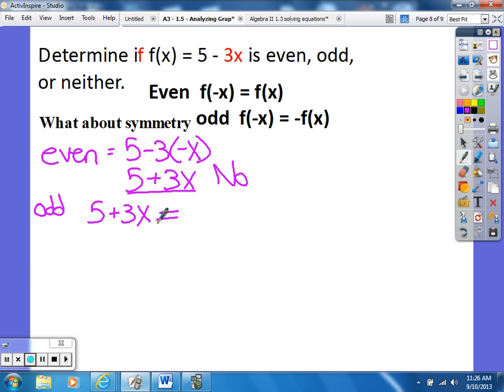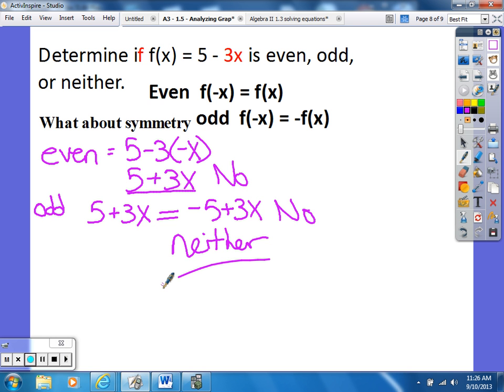That means the opposite. So everywhere you see a positive number, you make it negative. Everywhere you see a negative number, you make it positive. So that becomes -5 plus 3x. I switched the signs of everything. That's all I did for odd. I switched the signs. What's the opposite of minus 3x? I'm using the original function and changing all the signs. Are they the same? No. So it's not odd. So guess what it is? It is neither. Neither, whatever you'd like to call it. That's the answer.